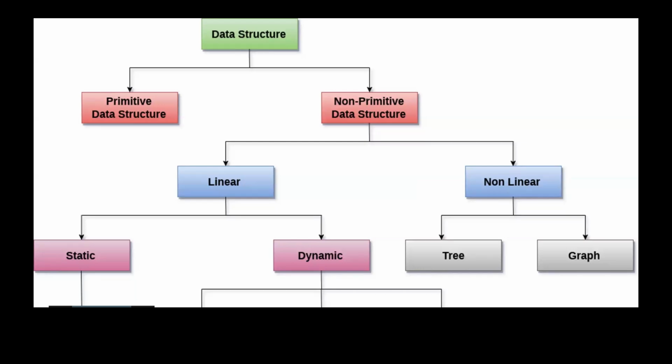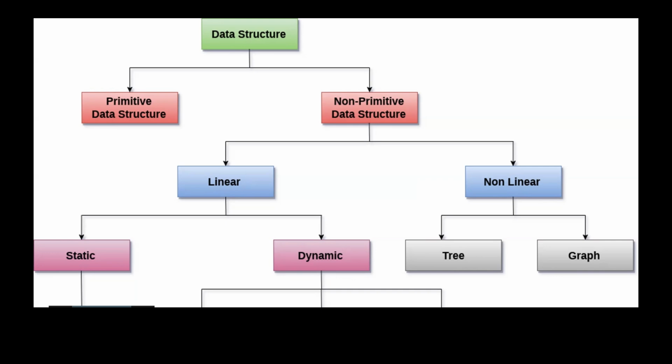So this is the hierarchical representation of a data structure. First, why do we learn data structures? It is about how we organize the data in such a way that we can retrieve the data in an efficient way. That is our main objective. In data structures, we have the classification of primitive and non-primitive. Again, non-primitive has two types: linear and non-linear.